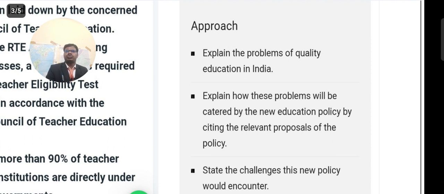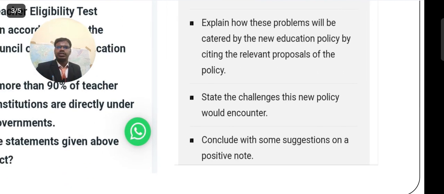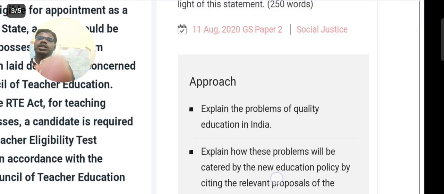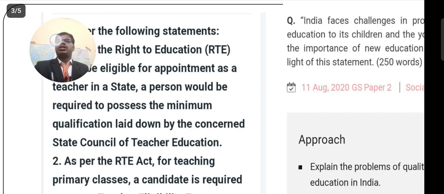Explain the problems of college education in India and explain how these problems will be captured by the new education policy by seeking the relevant proposals of the policy, and state the challenges this new policy would encounter. Conclude with some suggestions on a positive note. You can write a little bit about why I'm explaining this part in the general essay question: this is completely related to the general essay topic only.